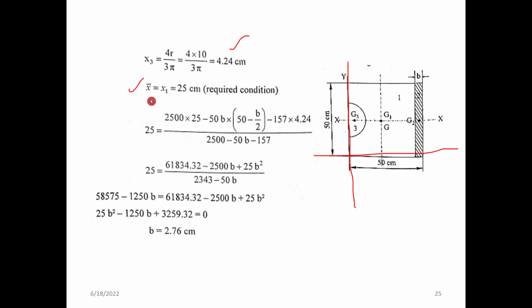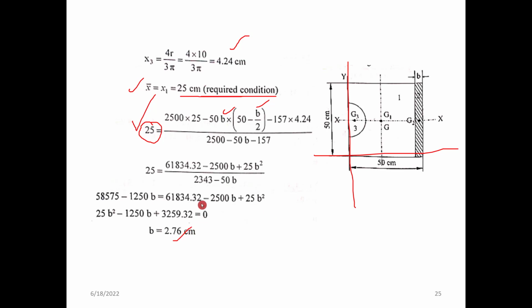That's why x bar equal to x1 equal to 25 centimeter is a required condition. Now we can apply the values. The left hand side is known to you, 25. In previous problems we found this x bar. When you apply it into the equations, the only thing you don't know is the b value. As there is only one unknown, you can simplify the equation to find the value of b as 2.76.